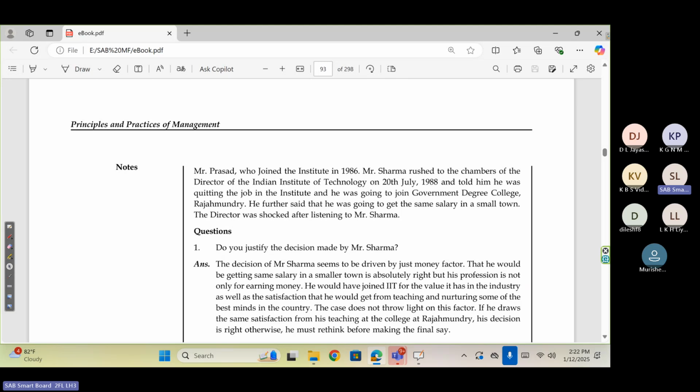Right. This is about individual decision making or team decision making. The individual survey. Questions and answers are both given by the others. The first question was, do you justify the decision made by Sharma? You have to give some justifications.